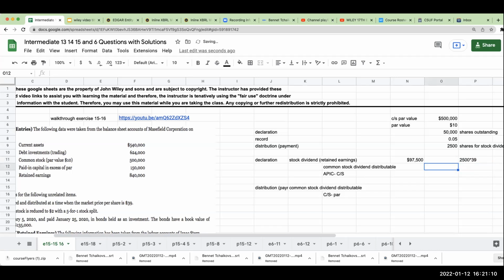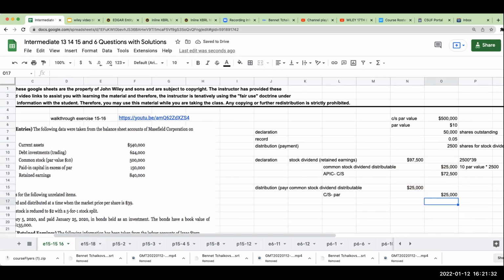My common stock dividend distributable is going to be my par value times the 2,500 shares. The remaining amount is going to go into additional paid in capital common stock. When the dividend is actually distributed, I would come over here and record it like this.